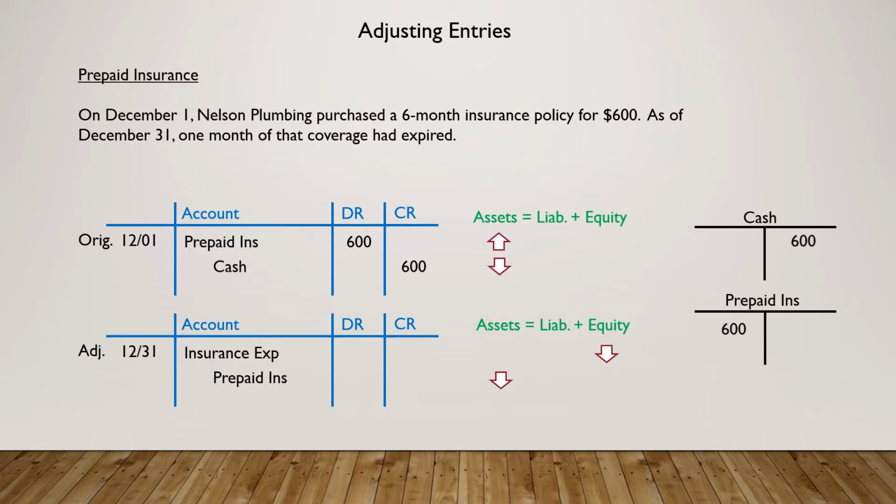How do we figure out the dollar amount of our entry? If we take the $600 we paid for the prepaid insurance contract, and we divide it by the 6 months it will last, that tells us that it will expire at a rate of $100 per month.